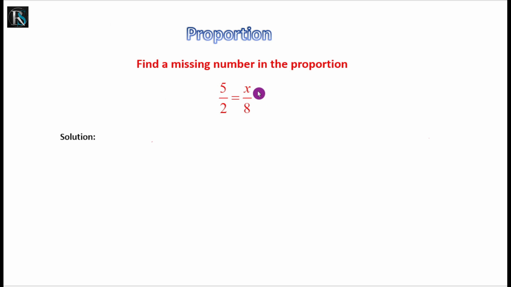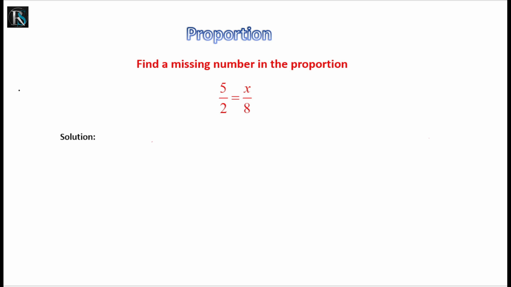variable x. In order to solve this kind of problem, we need to perform 3 steps. The first one, we need to do the cross multiplication. The second, we need to solve the equation for the given variable. Here the given variable is x. And the third and last step is we need to verify our answer.